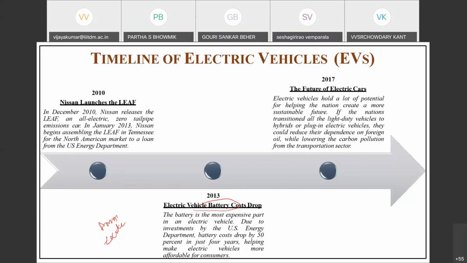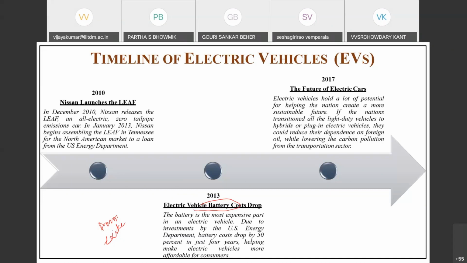So in future, what is the talk on electric vehicles? When you are talking about electric vehicles, obviously you need charging stations to charge your vehicle. Even if you charge your vehicle at home, you can drive it for 100 kilometers. After 100 kilometers, your charge may be dried. So at that time, how do you charge your electric vehicle?